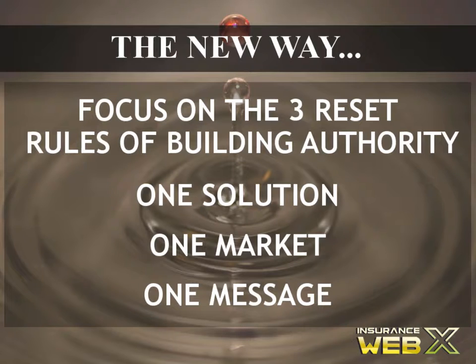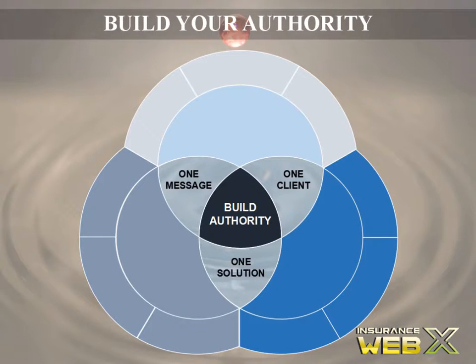Find out what is the one solution that you provide, what is the one market, and what is the one message that you have. So, to build your authority, focus on these 3 rules. Get clear and very specific on your one solution. You also need to identify your one market that you will serve and put together a compelling message.